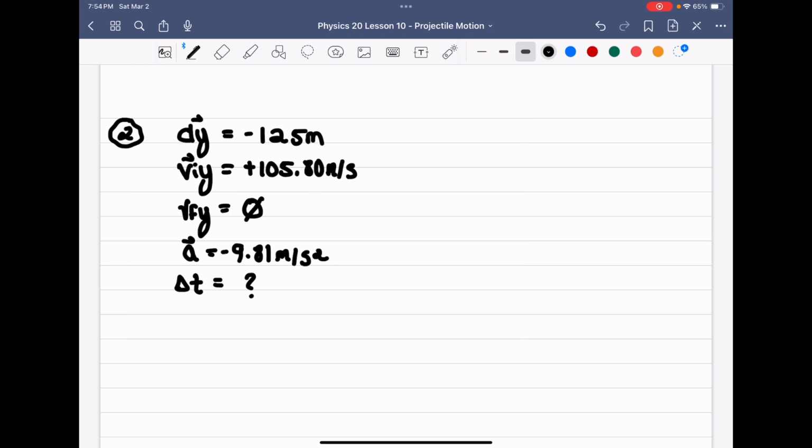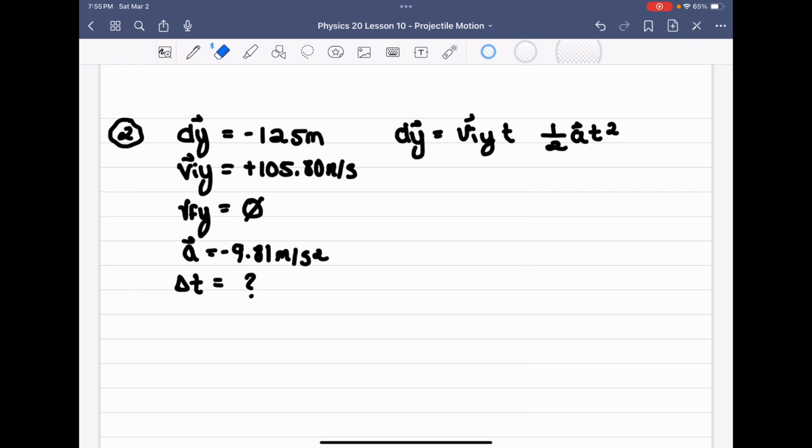Now, based on this criteria and these variables, what I would be tempted to do is put this into displacement y is equal to VIy multiplied by the time plus 1/2 at squared. But if you remember anything about what we did in class here, you realize that we actually fell into a bit of a trap with this equation. And I don't want to fall into that again.